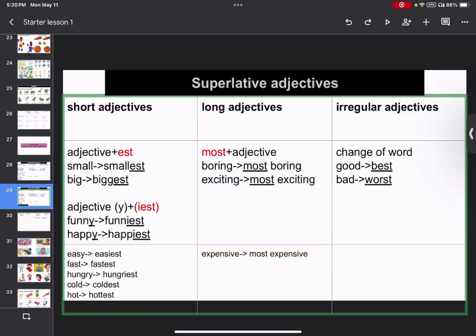Okay, so we've just done a revision. So now we'll go to the exercises that we have.